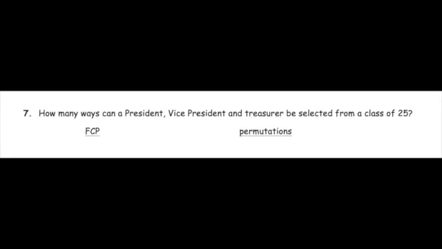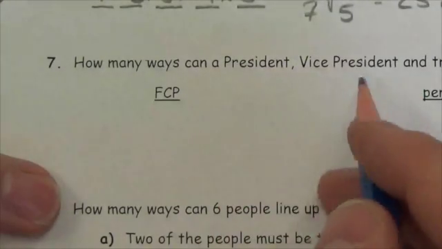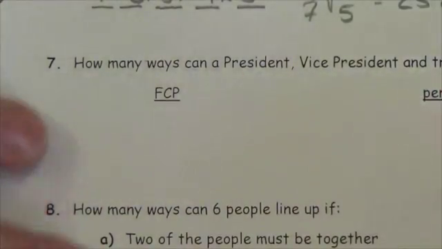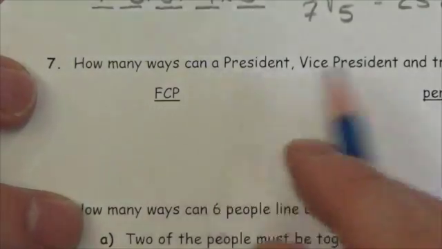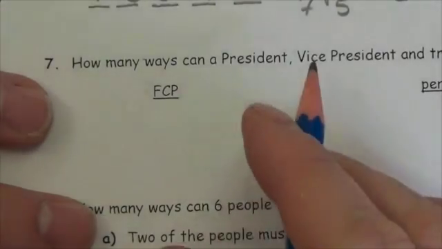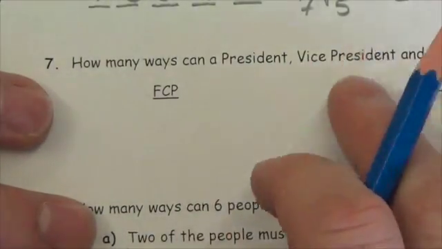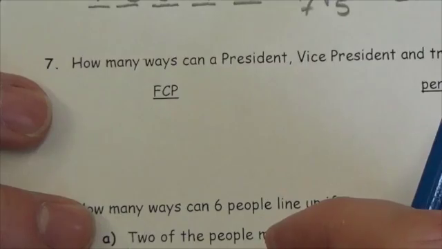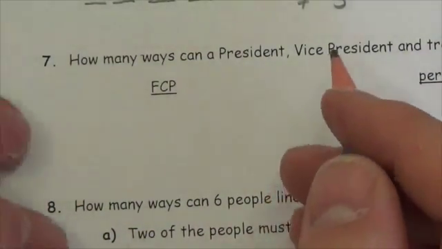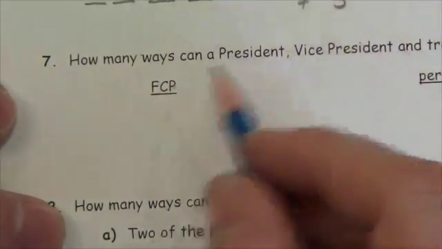How many ways can a president, vice president, and treasurer be selected from a class of 25 using the fundamental counting principle and using permutations? Okay, so here we go. So we're going to take a group of 3 out of a class of 25, but order becomes important here. I mean, just ask the vice president: if they weren't chosen as president but were instead chosen as the vice president, would that make a difference? Well, yes, of course it would. If they're not doing it the way I think it should be done, it's going to be terrible. So yeah, order becomes important here.